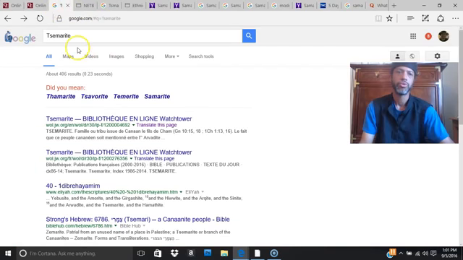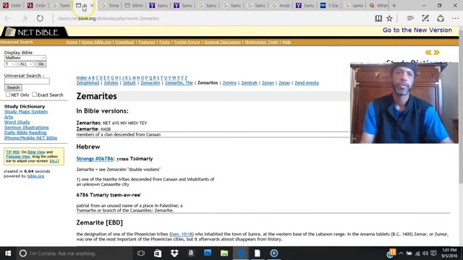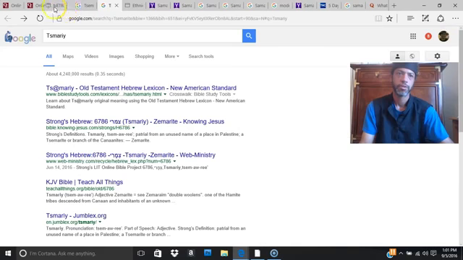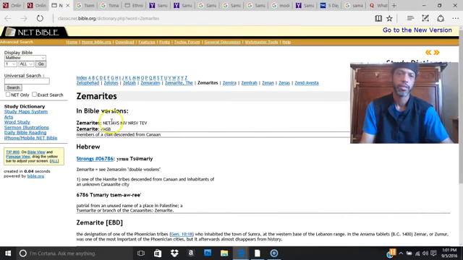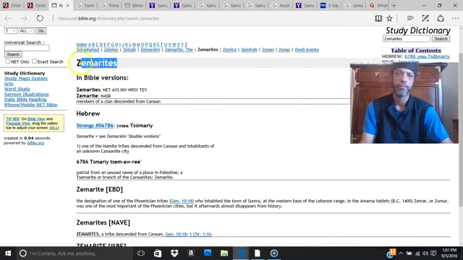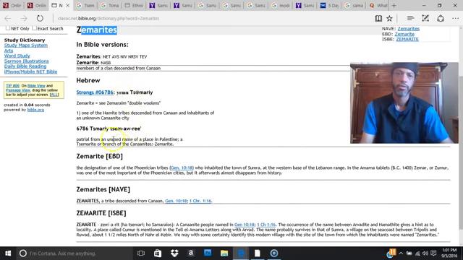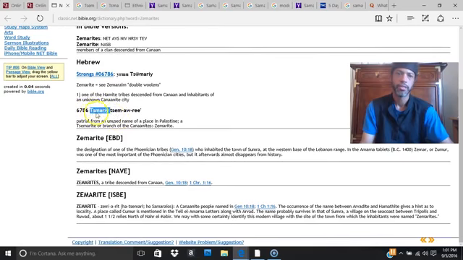When we go to Google and type in Samarite, Samarite comes up, and we get from the Bible net, excuse me, those two are out of order. We go to the Bible net, and it tells us that the Zemarites from the King James Version are also called the Tismari. So another name for Zemarites is Tismari.